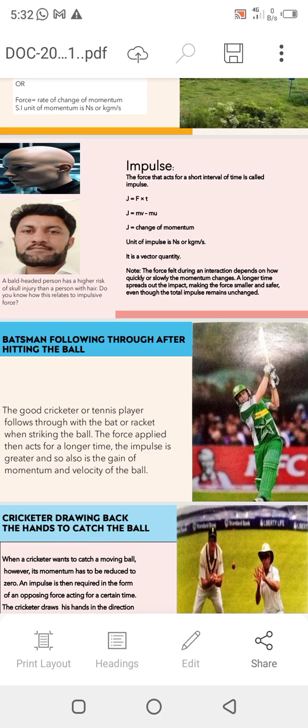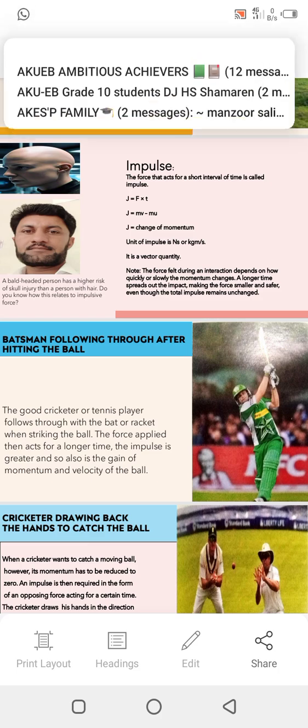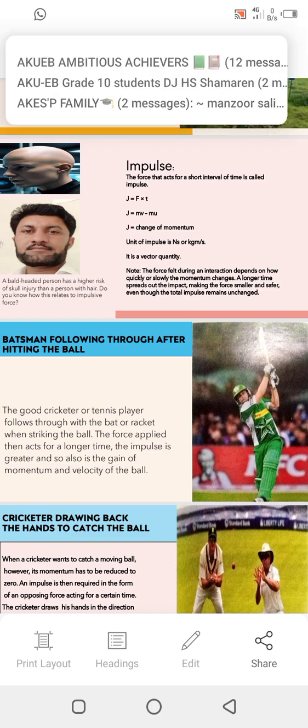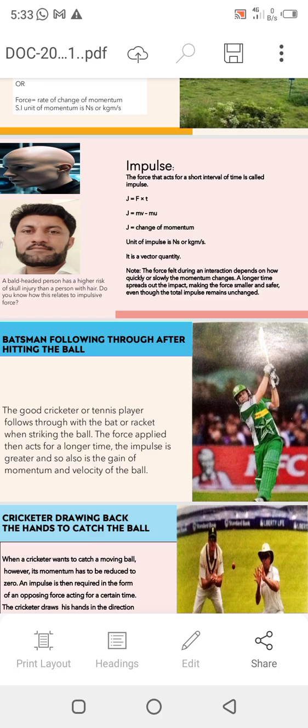And the other is my own picture with hair, right? Which one do you think relates to impulse force? Which one is more vulnerable to being hurt by a constant force? Yes, you know that the hair increases the time of impact. So the person with hair has less chance of being hurt by the force as compared to the person who doesn't have hair, who is a bald-headed person.